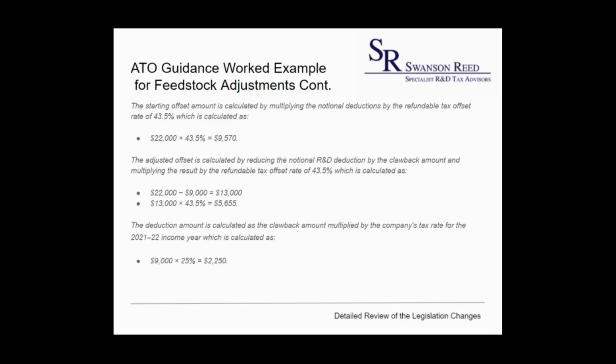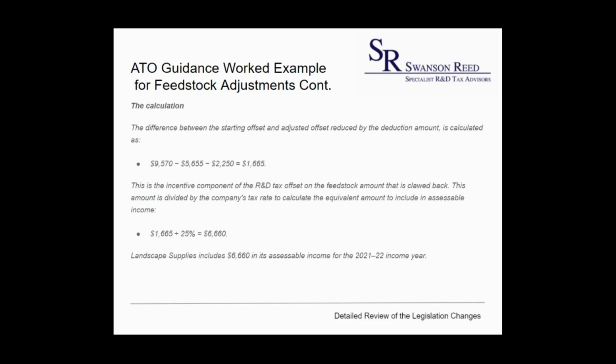13,000 then multiplied by the 43.5% tax offset rate equals 5,655. The deduction amount is calculated as the clawback amount multiplied by the company's tax rate for FY22, which is 9,000 multiplied by the company tax rate of 25% equals 2,250.